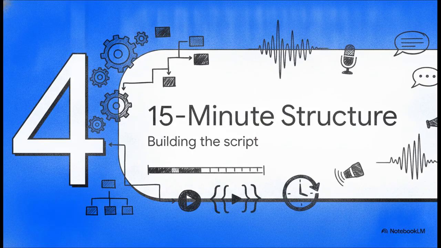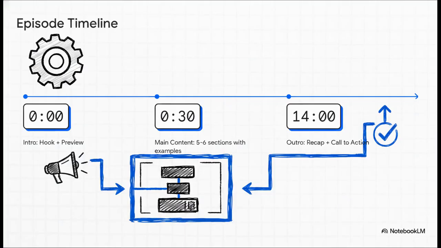Zooming out a bit now, let's hit Section 4, the 15-minute episode structure, building the script. Just like a super reliable software deployment, a solid educational script needs a strict, predictable timeline. Check out the architecture here. It utilizes a lightning-fast 30-second hook to grab your attention, followed by a robust 13.5 minutes of solid main content, and then finishes up with a precise 1-minute wrap-up for a recap and call to action. There's zero wasted space. Every single second is accounted for.